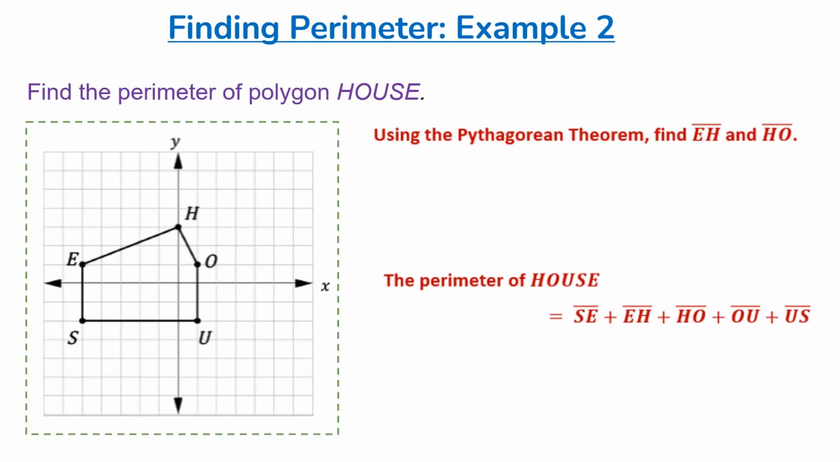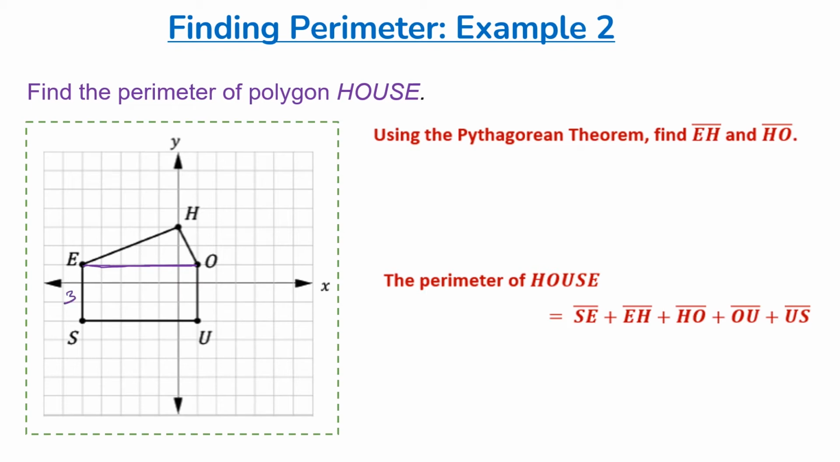All right, so let's take a look at this example here. It says find the perimeter of polygon House. So first, just like the previous one, we need to break it up into different shapes. And so I could start out by drawing a line here, because I know that that is a rectangle. It's on the grid.